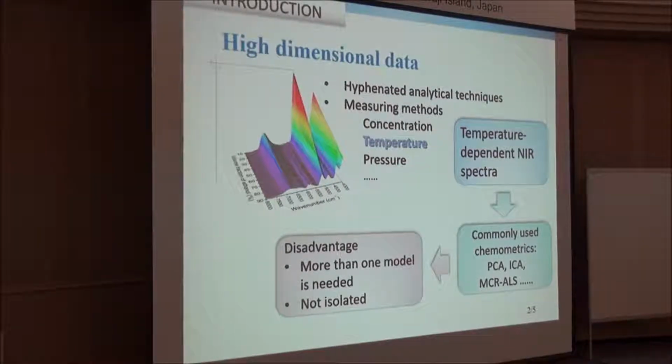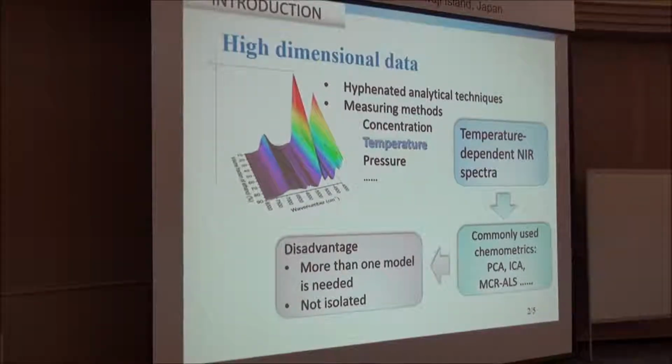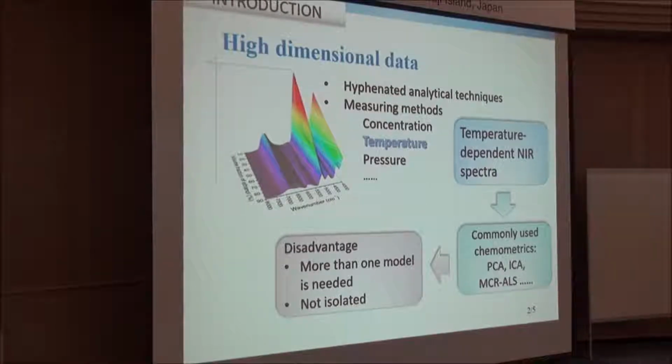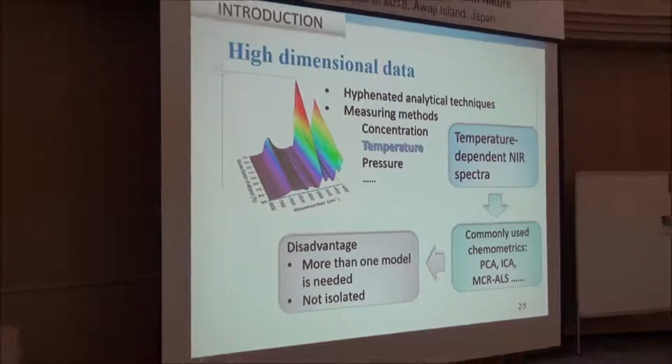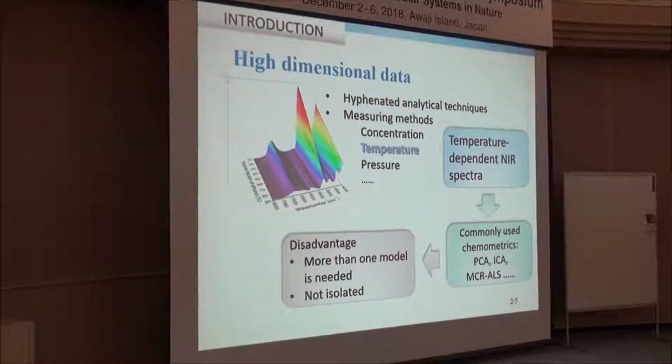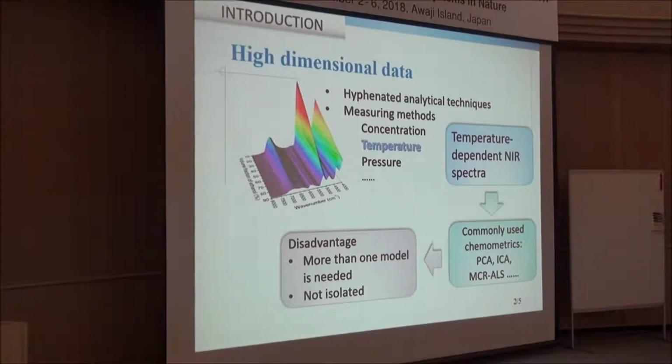High-dimensional data has been extensively used in many fields. They can be produced not only by hyphenated analytical techniques, but also by different kinds of measuring methods. Temperature-dependent NIR spectra, for example, can be generated by measuring NIR spectra under a regular change of temperature. These complex, high-dimensional data require data processing and analysis to extract the hidden information of interest, particularly about water.